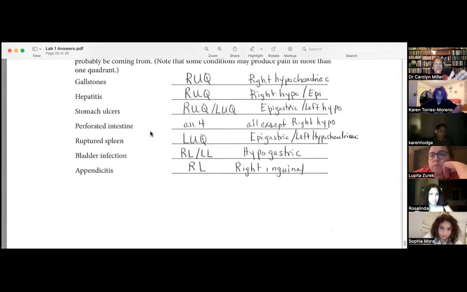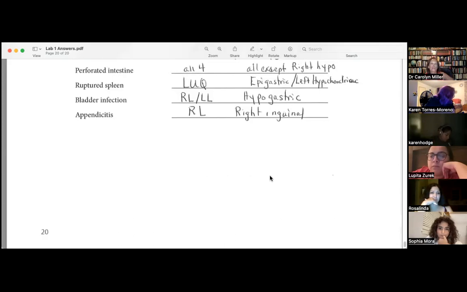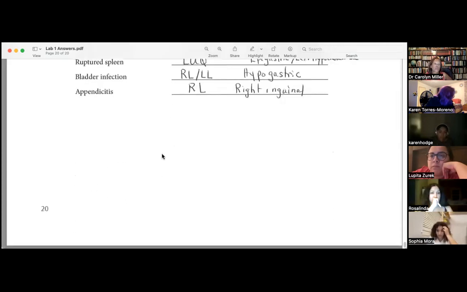And here are those to help narrow it down. Gallstones, where's the gallbladder? Hepatitis, which refers to liver, where's the liver? Stomach ulcer, where's the stomach? Intestines are really in all four for sure, and in all of the 9 except for where the bladder is, which is just the hypogastric. The bladder is the hypogastric. Then you've got appendicitis, often seen, right inguinal for the patient. So just these terms to know those organs would help.